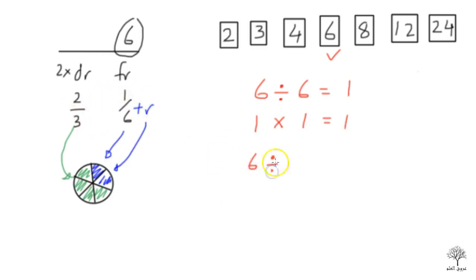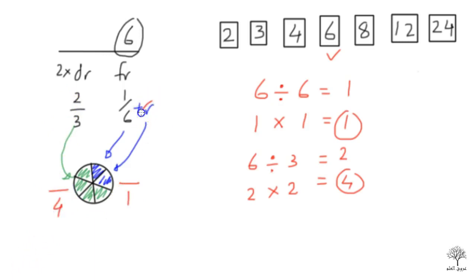And the other one, try it yourself: 6 divided by 3 equals 2. Then you take the numerator and you multiply it by the 2. So 2 times 2 equals 4. So 1 is going to go to the father. Father gets 1. And 4 is going to go to the 2 daughters. So that's 1 plus 4 equals 5.